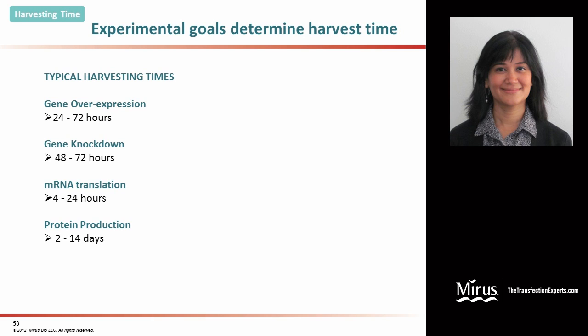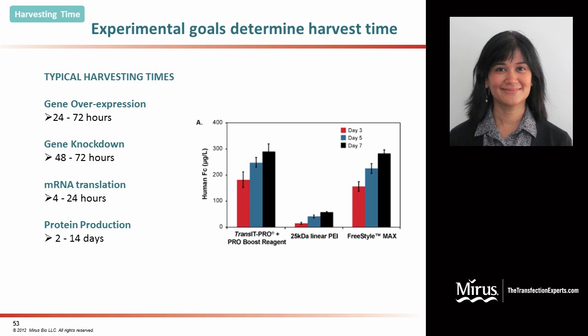For mRNA translation, which is susceptible to stability issues, earlier time points are desirable, for example, anywhere between 4 to 24 hours. Again, it might also depend on the mRNA itself. For specialized applications such as protein production, a longer incubation time is recommended, anywhere between 2 to 14 days, to increase the cellular biomass and therefore the associated protein yield.